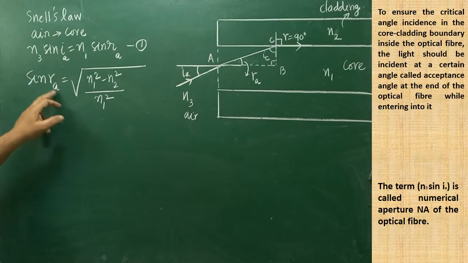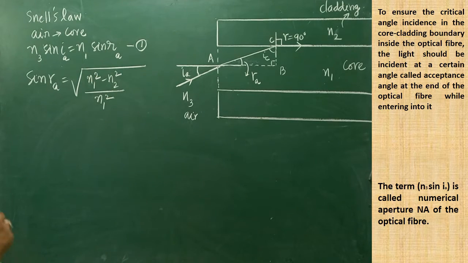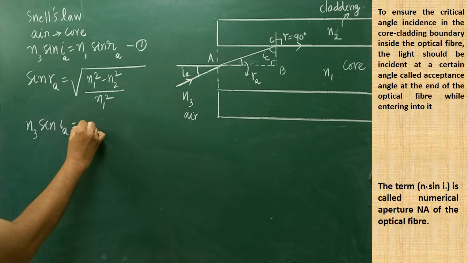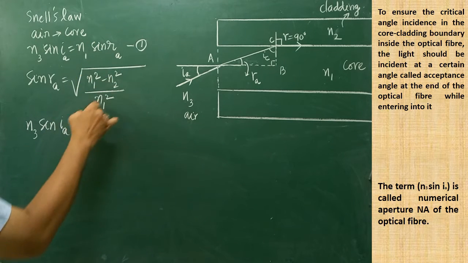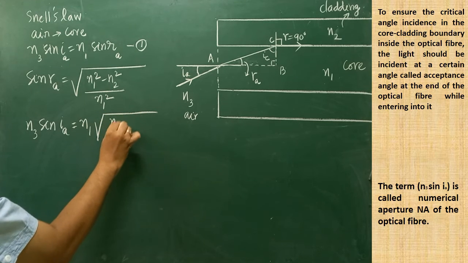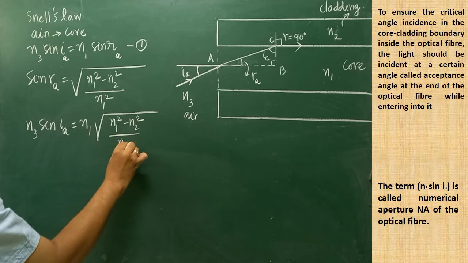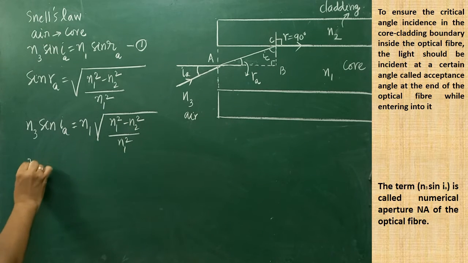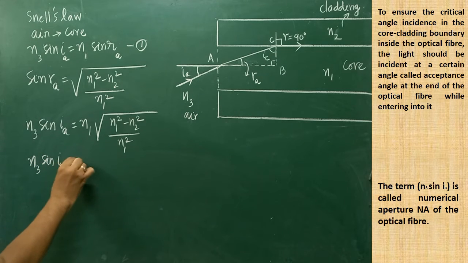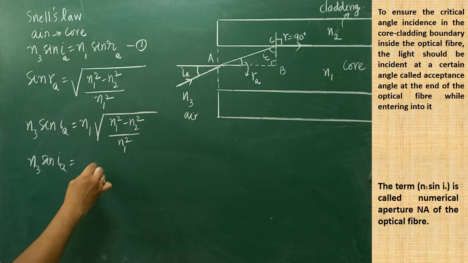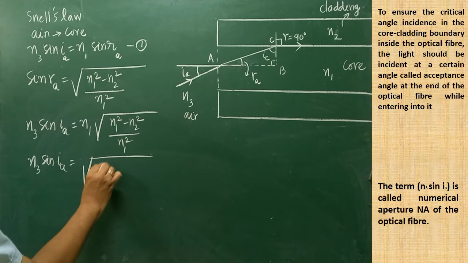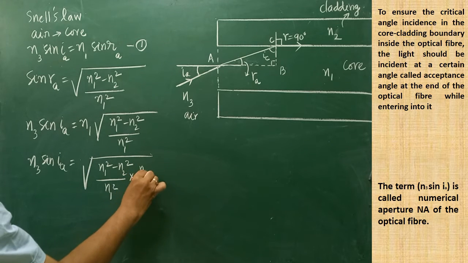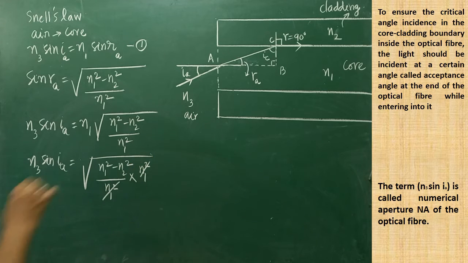Already we have derived the expression for sin r. This sin r can be substituted in the first equation. Very easy one. Now I can write n3 sin i_a is equal to n1, and instead of sin r, this entire expression, the square root of n1 square minus n2 square divided by n1 square, is written. Now this n1 square can be taken inside. If n1 is taken inside, it becomes n1 square, so we write the square root of n1 square times (n1 square minus n2 square) divided by n1 square, and this n1 square can be cancelled.